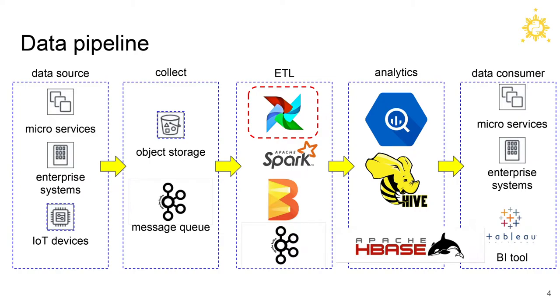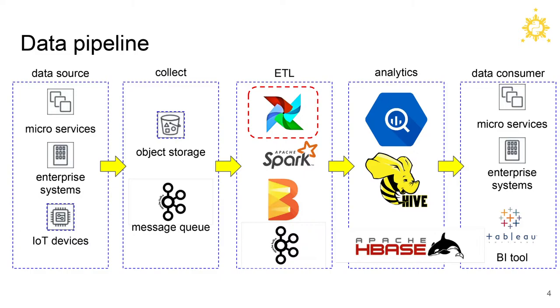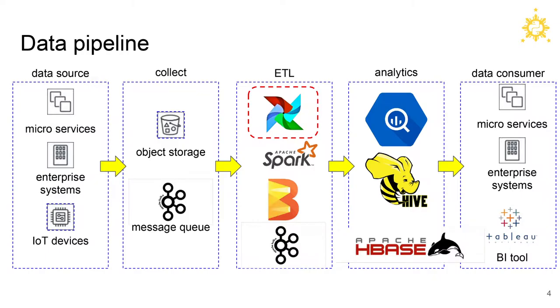So what is a data engineer, and what is a data pipeline? A data engineer is a special type of backend engineer who is mainly focused on building data pipelines. A data pipeline is an automated process of moving data from various data sources. We make the data available for data analytics. Sometimes the data source is a microservice or enterprise system, and sometimes IoT devices. Then we collect the data into object storage like S3, or if it's real-time data, we use Kafka. Then sometimes we have to transform the data so that we can easily analyze it. So we use Spark or Apache Beam, or sometimes Kafka Streams for stream data processing.